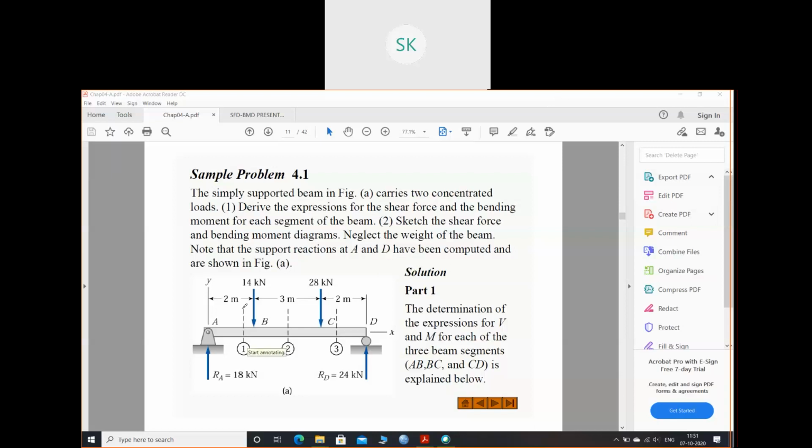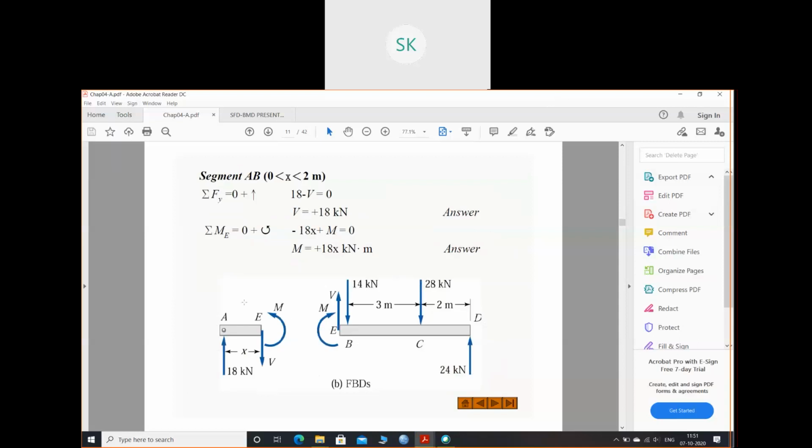So I will make three sections. One here, one here, one here. Now let's see. So this is my first section. I've cut the section at a distance of x. This is my RA. So there will be one shear force and one moment.